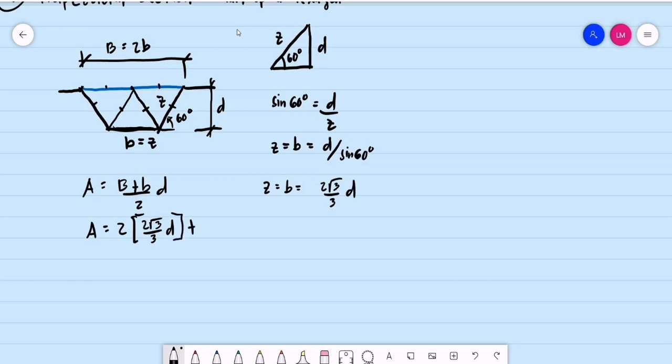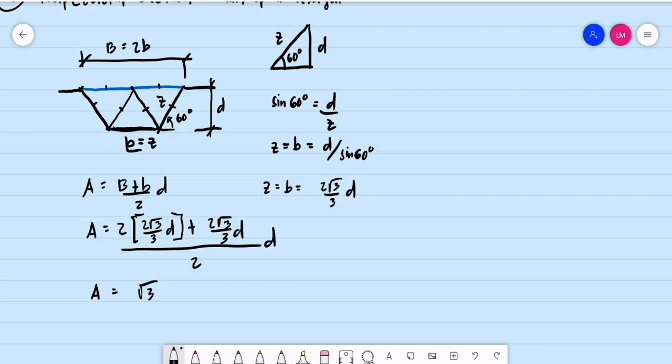Then plus the lower base, which is the same as 2 square root of 3 over 3 of the depth, all over 2, multiplied by the depth. So we have the area of the most efficient trapezoidal section. Computing for that value, this is 2 times 2, we have 4, plus 2 is 6, divided by 3 is 2, over 2. So that will give us square root of 3.